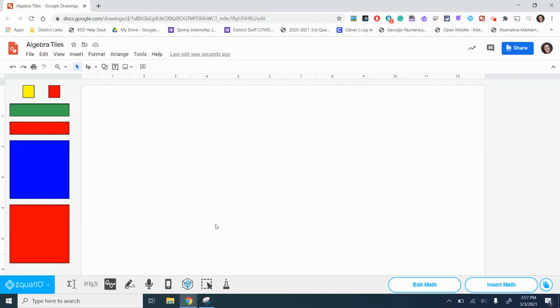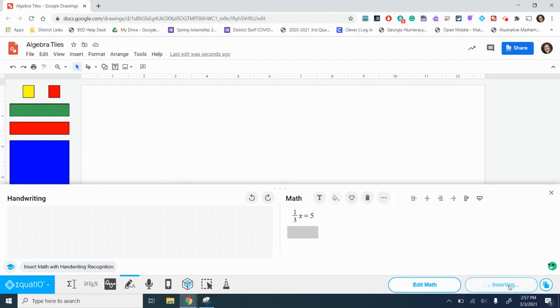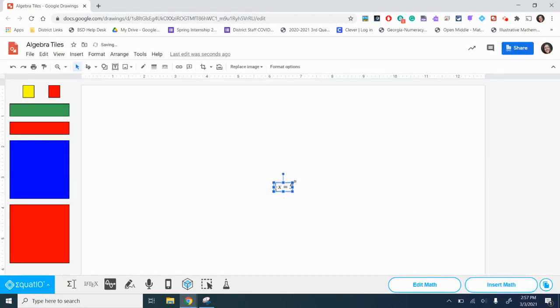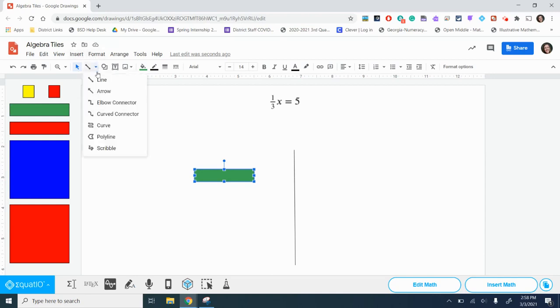Right, we're also going to look at 1/3 x is equal to 5. So I've entered that in Equatio. I'm going to set up my workspace here. All right, so I'm going to bring over an x. Now let's go ahead and talk about that x. We don't need the entire x. We only need 1/3 of the x.